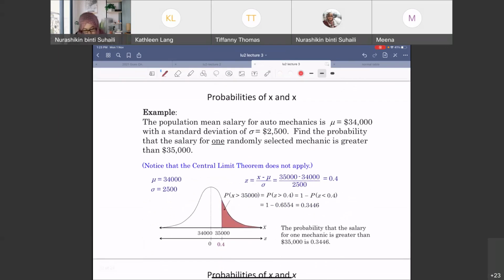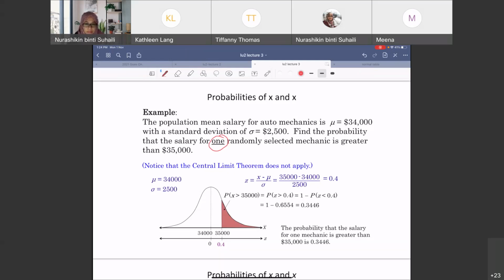This one doesn't say that it follows a normal distribution, so you cannot apply the second rule. The first rule is also not applied because of this word: find the probability that the salary for one randomly selected mechanic is greater than 35,000. Here we just talk about one sample, so it's obviously less than 30. So in this case, you cannot apply the central limit theorem.